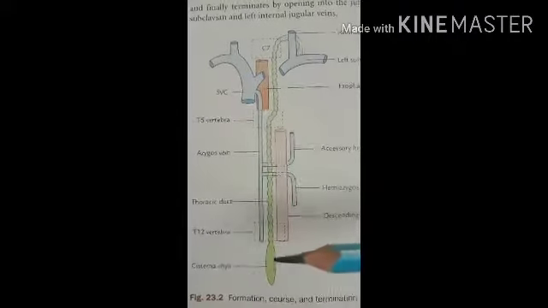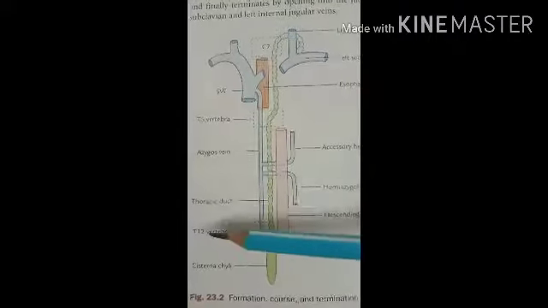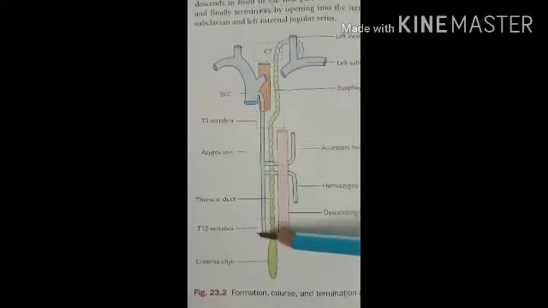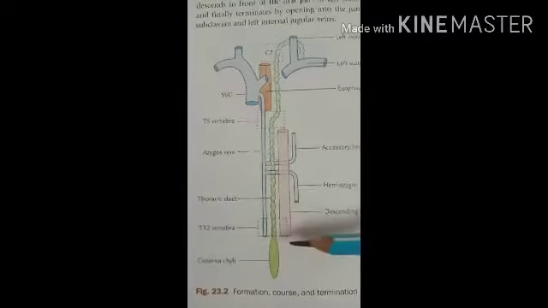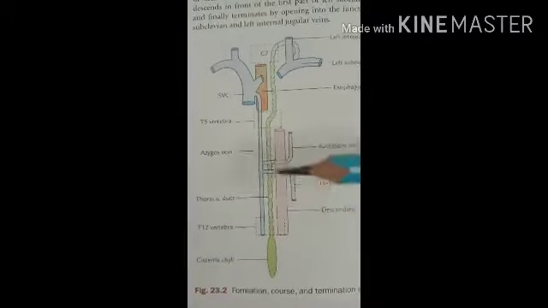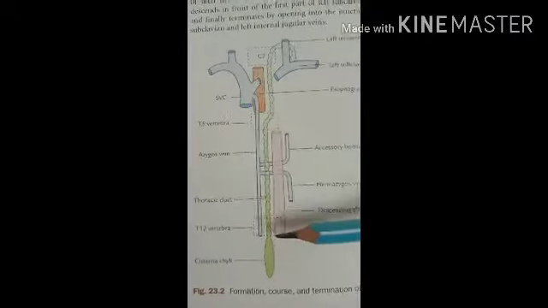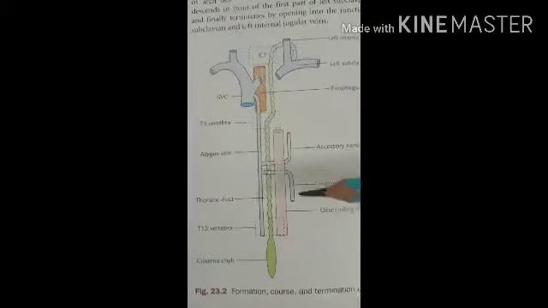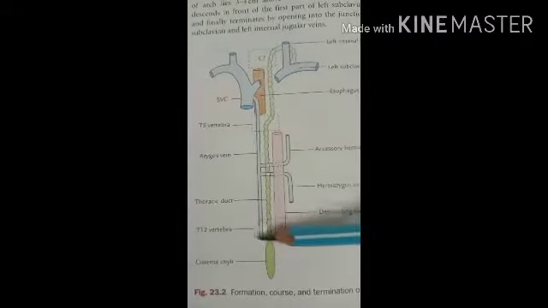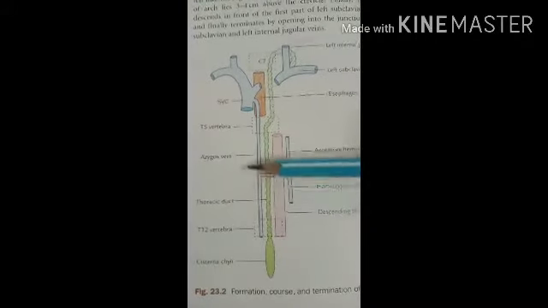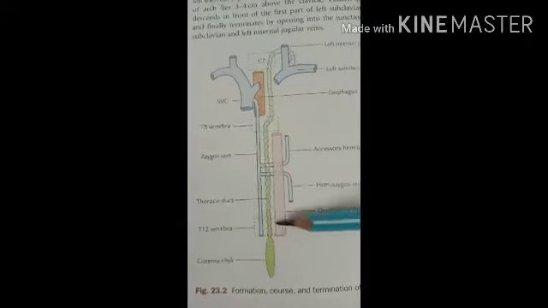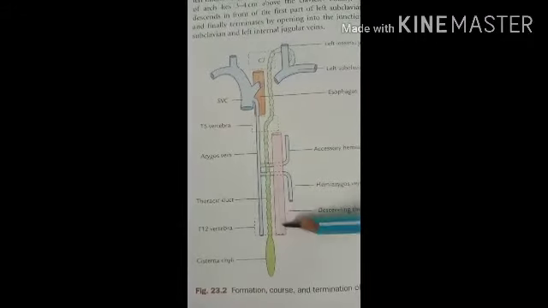First, at the aortic opening, where the 12th thoracic vertebra is present, here are the relations of the thoracic duct. Anteriorly it is related with the diaphragm and posteriorly the vertebral column. Then to the right side, you can see the azygos vein, this one. And to the left side is the aorta, this one.